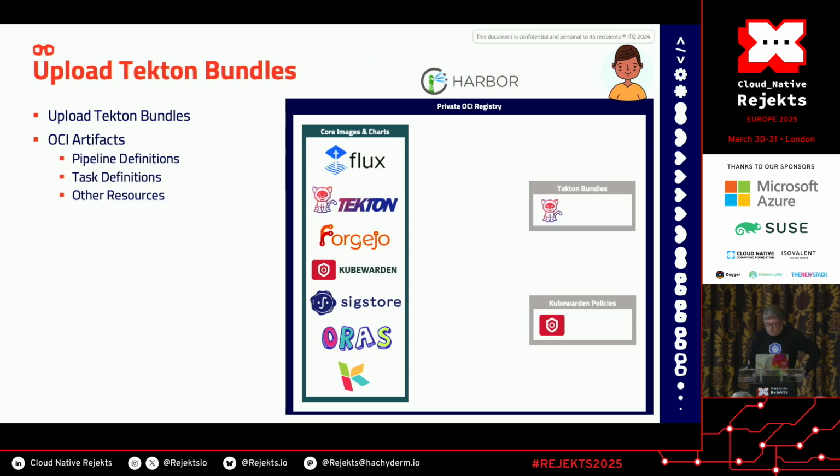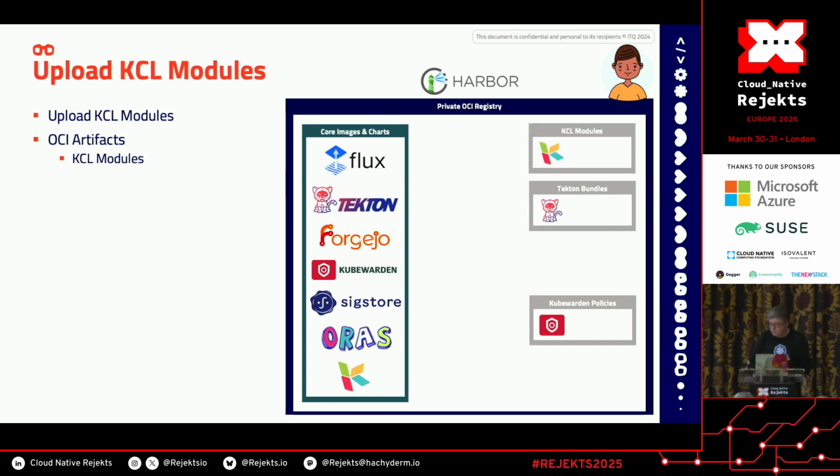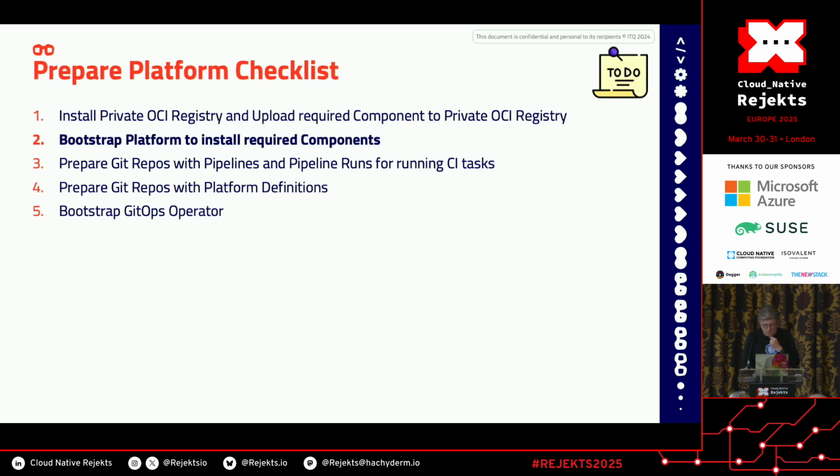Then upload the Tekton bundle. The Tekton bundle will be used by the pipelines for Tekton. And the bundle is basically a list of resources inside a YAML file that is pushed into the registry. The same for the KCL module. KCL is a programming language that creates configuration for whatever Kubernetes manifest. And the module, so the package to reuse for developing this configuration, can be pushed as well in the OCI registry to distribute the module you developed.